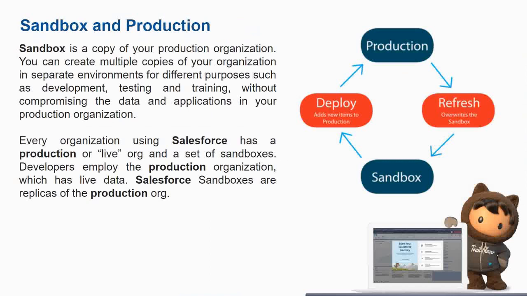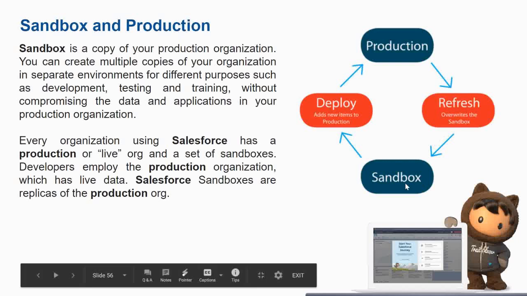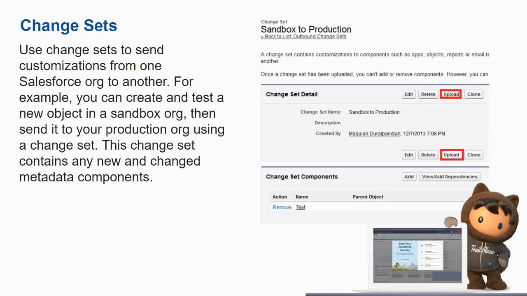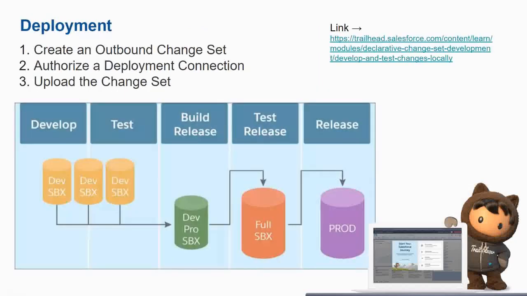I think I skipped this slide. In sandbox, you will see that there are refreshes of the sandbox. What happens is you deploy something to production. This is a cycle that goes on: then you refresh the sandbox, which again syncs with production. Again you make the changes, you deploy, and this goes on. So this is sandbox to production. Sandbox is the testing environment and production is the live environment. Then we discussed change sets and deployment, how we could use a change set to deploy into production.